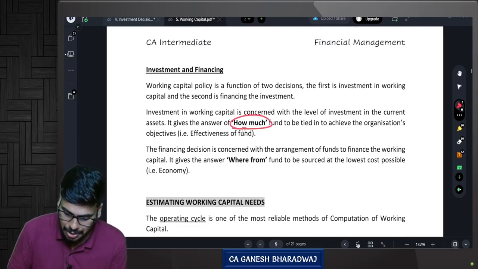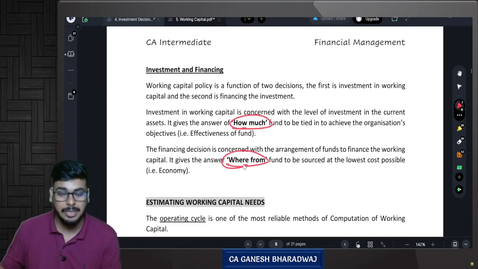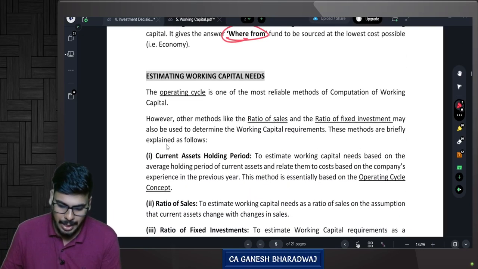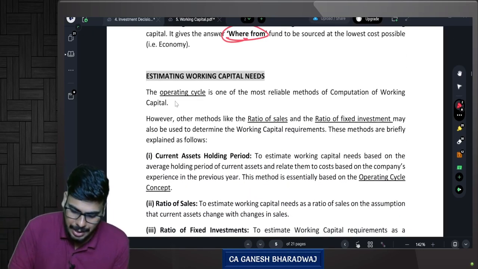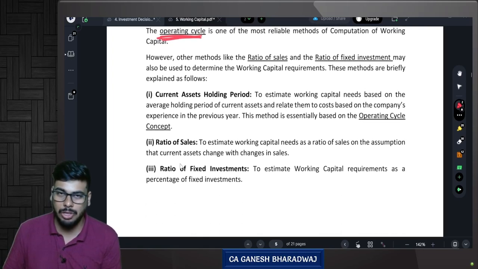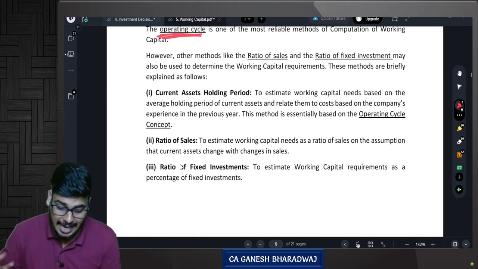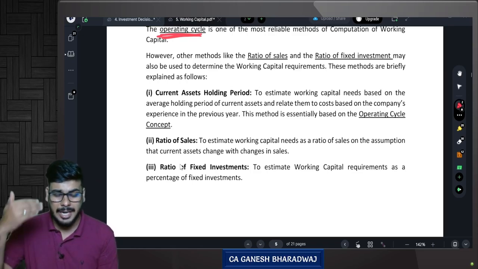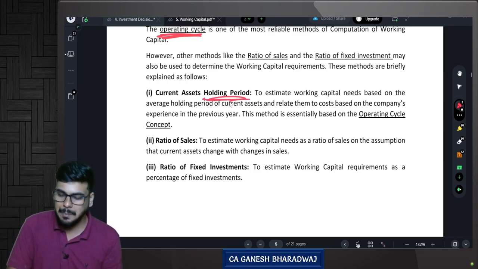Investment means how much amount is required. Financing of working capital means where from the amount is required, right? And estimation of working capital needs, I told you, this is also called as working capital operating cycle, also known as working capital cycle. It's also known as cash cycle. So generally, it is done by way of holding period of assets.